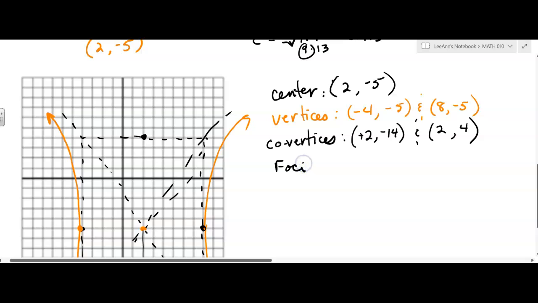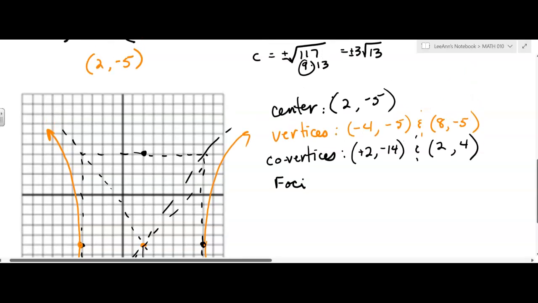Where are those foci going to be? We know that C is the square root of 17, or 3 times the square root of 13. So our foci are going to be like over here in some place, right? But we can use the actual formula for that. So if you remember, we're going to have to take h plus or minus c, comma, k. And we know h and we know k. And we know c.